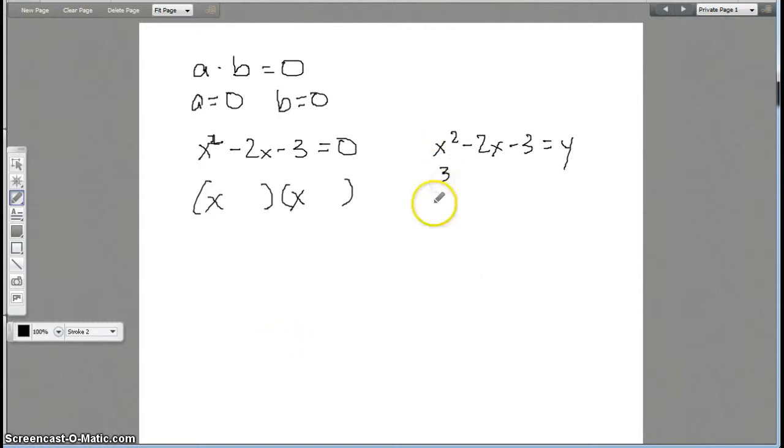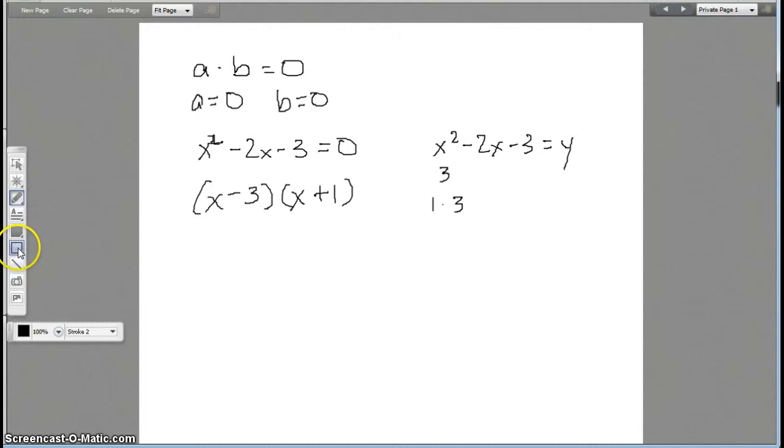Well, the numbers that multiply to 3 are just 1 and 3. And because it has to be negative, that means that one of these has to be negative and one of these has to be positive. Since we need to add the two numbers to get negative 2, the bigger one has to be negative. So we're going to say negative 3 and positive 1. And if you do multiply this out, you will get x squared plus x minus 3x, and plus x minus 3x is minus 2x, and then minus 3, because negative 3 times a positive 1 is a negative 3.